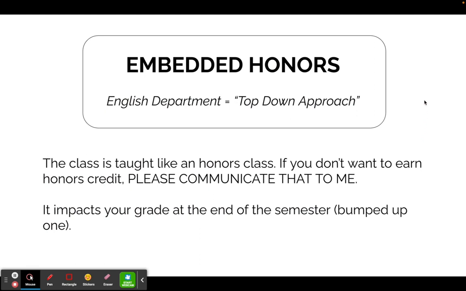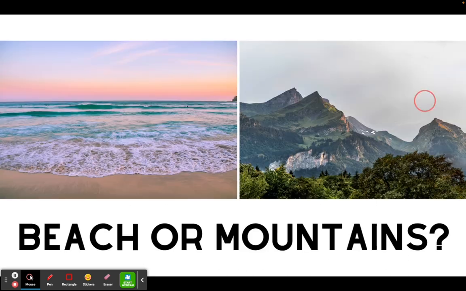Last thing, embedded honors. The English department at West does a top-down approach, which means that we treat the class like it's honors, and you still have the opportunity to opt out, so you don't have to try to earn honors credit. This means that your final grade at the end of the semester will be bumped up one if that is you, because that's what they agreed to do. So if you have questions about that, ask me later.